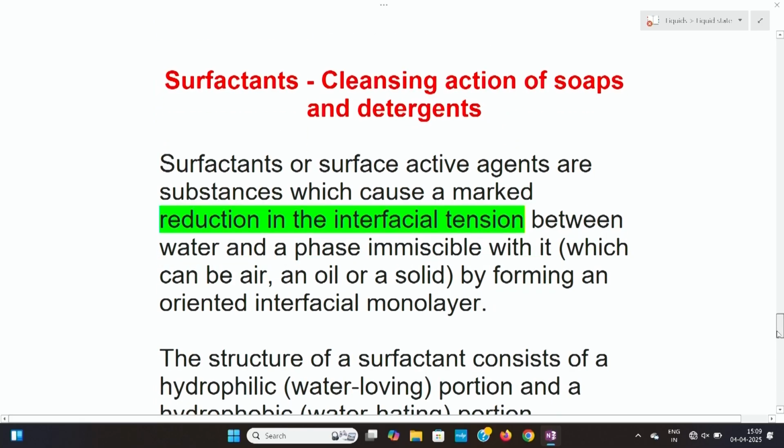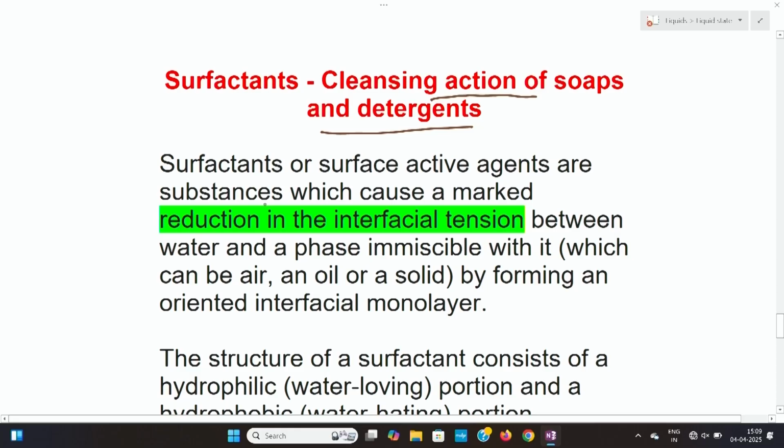Now, let us see some application of this surface tension and interfacial tension, that is the cleansing action of soaps and detergents. Here, for cleaning our clothes and all, we use detergents. They are surfactants. Surfactants means surface active reagents or surface active agents.